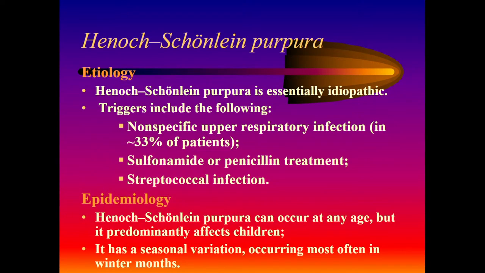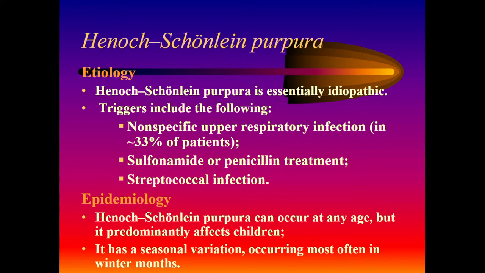Schönlein-Henoch purpura is essentially idiopathic. Triggers include the following: non-specific upper respiratory infection in nearly 33% of patients, sulfanilamide or penicillin treatment, and streptococcal infection. These are triggers for Schönlein-Henoch purpura.